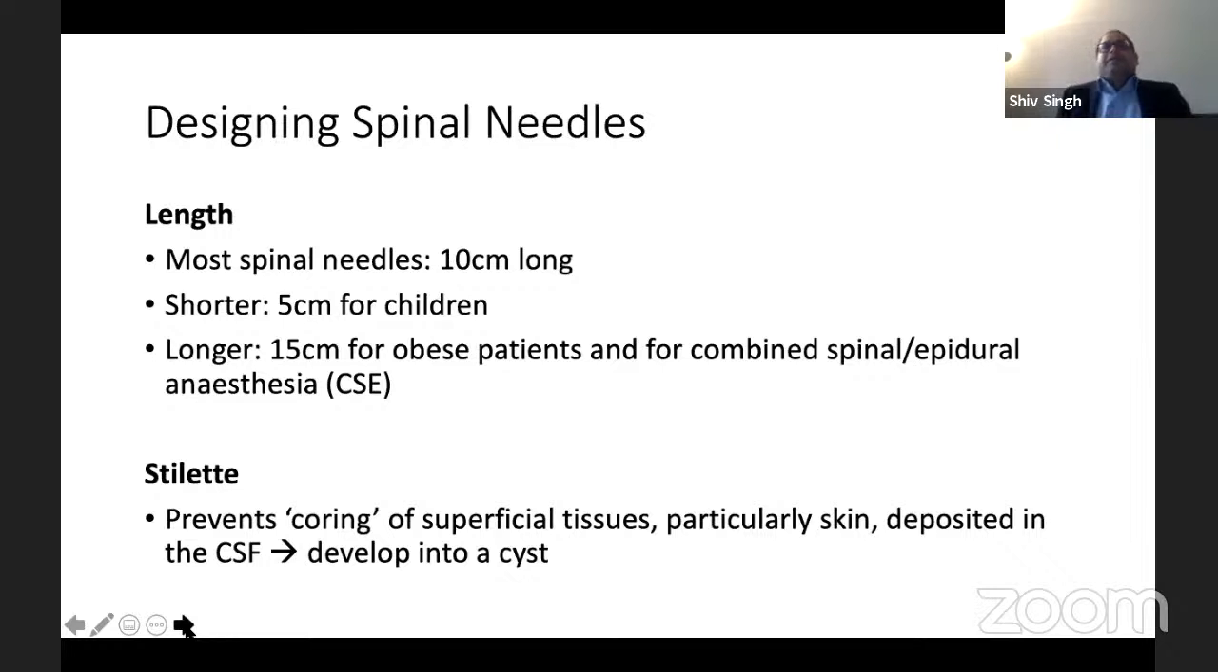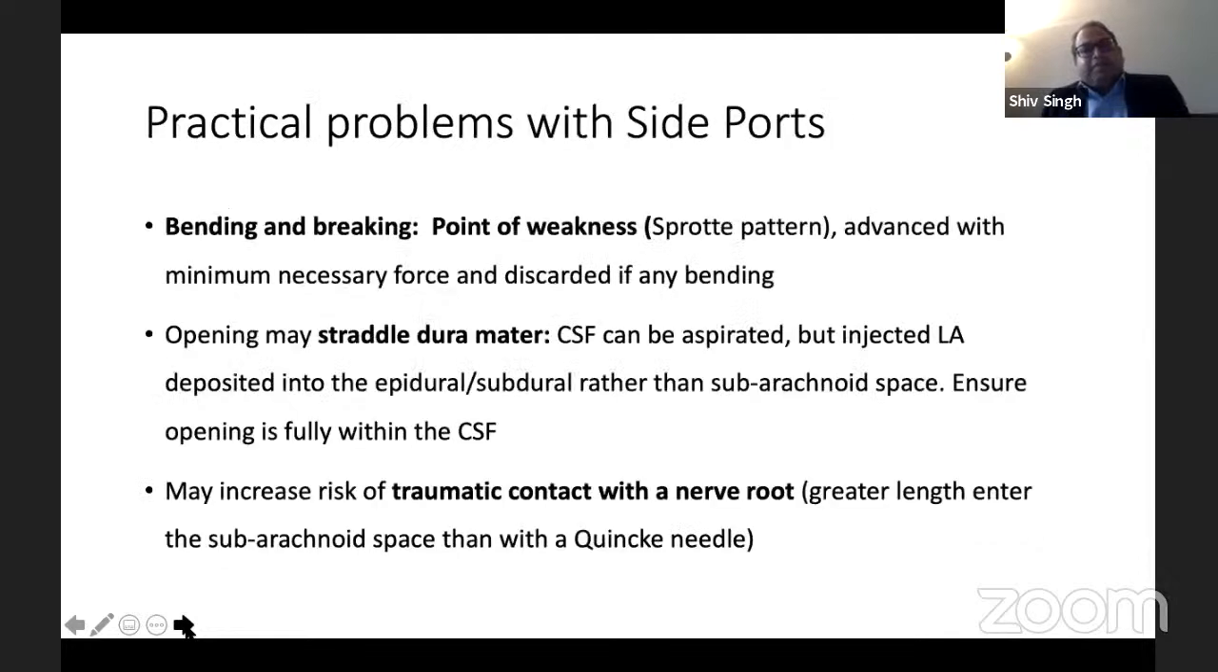Then what about the length of the needles? Normal needles are 10 centimeters long, including the hub. Shorter 5 centimeter needles are available for children, and long 15 centimeter needles are available for obese patients. There are also long needles when they are part of the CSE kit, where the spinal needle passes through the epidural needle, and these are 15 centimeters. All needles come with a stylet, and this prevents coring of superficial tissue, because if a core of skin is deposited in the CSF, epidermal cyst formation can occur.